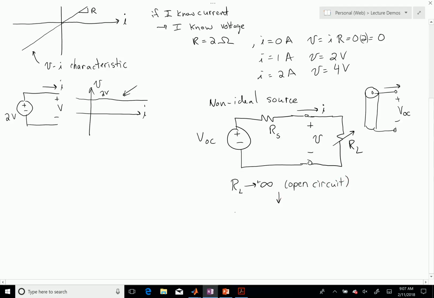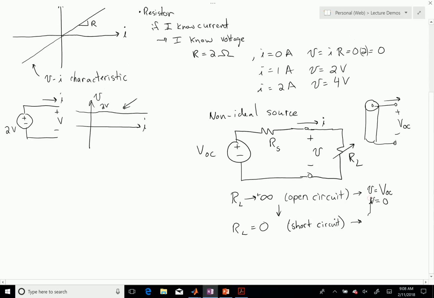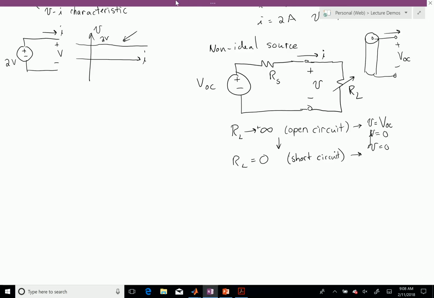and then RL could decrease all the way down to 0, right? That spans all possible ranges of load resistance, infinite to 0. I can't go negative for a resistance, right? This guy would be short circuit. If I think hard about this, just from a circuit analysis perspective, in this particular case, the voltage V has to be the open circuit voltage, and the current has to be equal to 0. If I think about this case, where I have a short circuit, the voltage V has to be equal to 0.